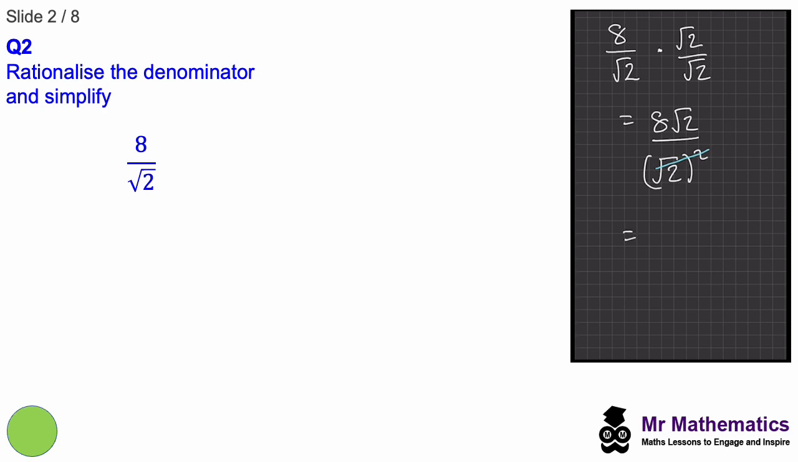So now we have 8 root 2 over 2. We can simplify this fraction, dividing both by 2. These 2 will cancel, and the 8 divided by 2 will make 4 root 2.